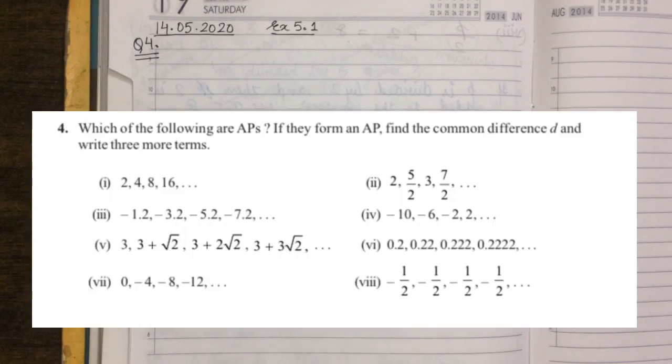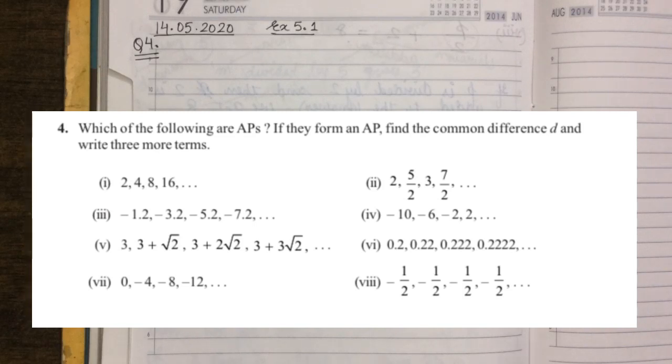Question number 4th is, which of the following are APs? If they form an AP, find the common difference d and write 3 more terms. So there are 3 things you need to do. First of all, you will check whether the given sequence is an AP or not. If it's an AP, then you need to write down what is the common difference, which is represented by small d. After that, you have to write down 3 more terms in the given sequence.